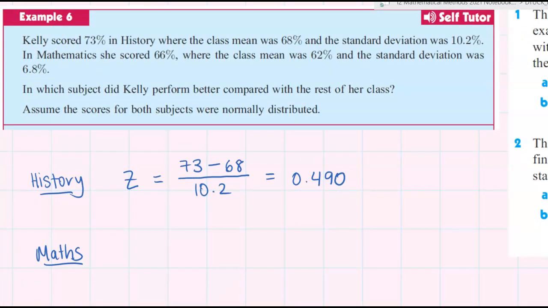Okay, have a look at maths, please. Go find her z-score for maths using that formula. For probability, you definitely want to do 4 decimal places. Z-scores, I would say 2 or 3 is fine.